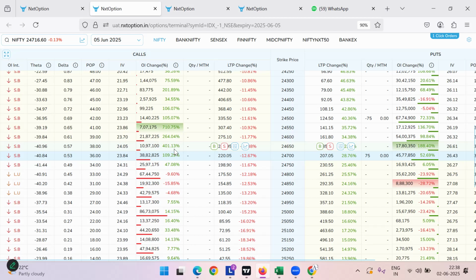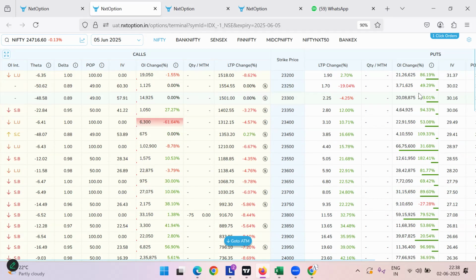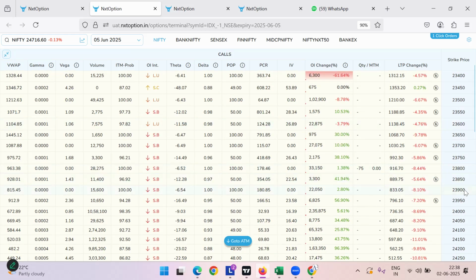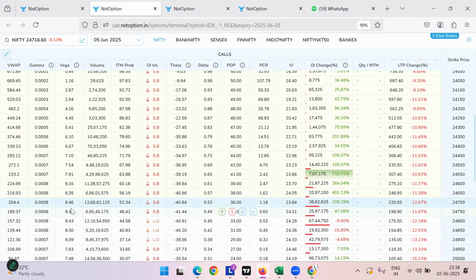You can also see the same fields applicable on the put option. Assuming you want to see VWAP and additional fields, then you need to click on expand. So here I can see for the strike of 24,700, the VWAP was 204.